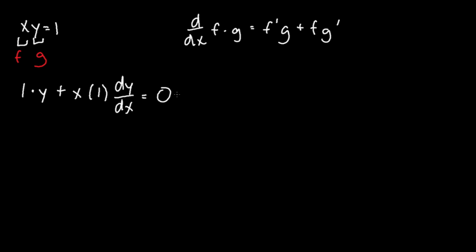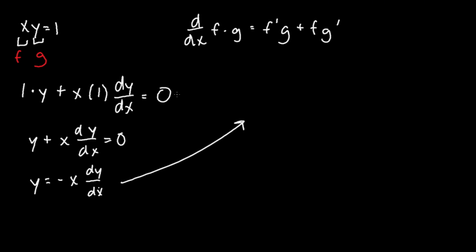And the derivative of 1 is just 0, so we put 0 on the side. If we simplify this, get rid of all the 1's, we get y plus x times dy over dx is equal to 0. We must move all the dy over dx terms on one side of an equation. We get negative x dy over dx. And then if we go up here for more space, divide by negative x on both sides, you get y over negative x is equal to dy over dx. Since these cancel out.